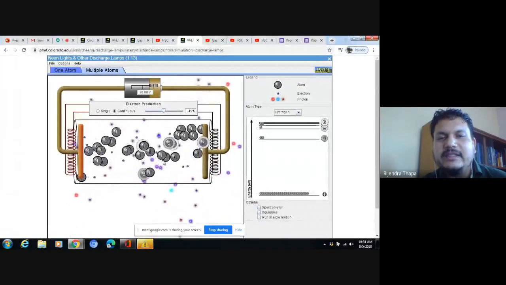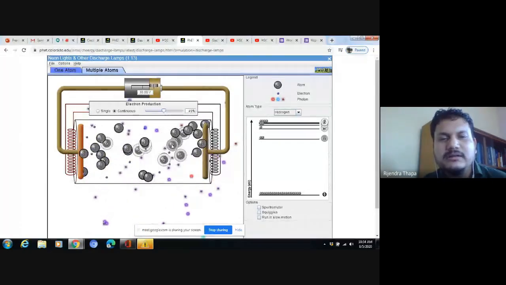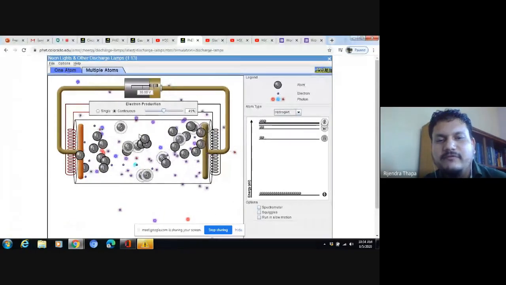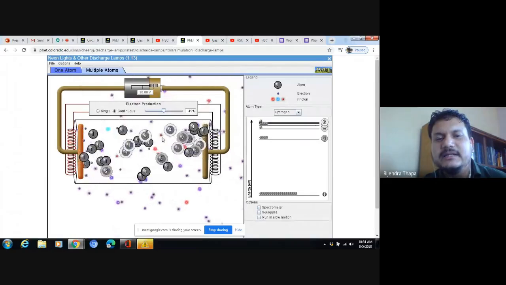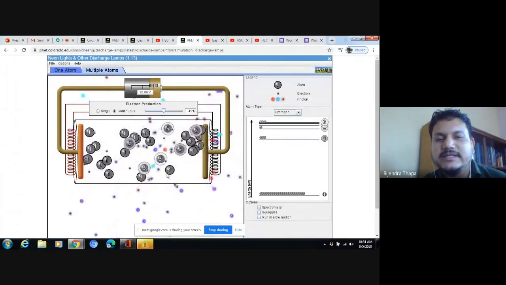And then while they return from 4, 5, 3, 2, 6 to 1, that is, to the ground state, they are releasing energy in the form of light, or in the form of a photon. That photon we'll be studying in the second chapter. What is a photon? Now you can simply understand that light is being emitted.